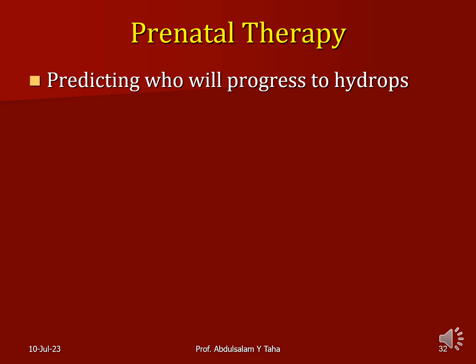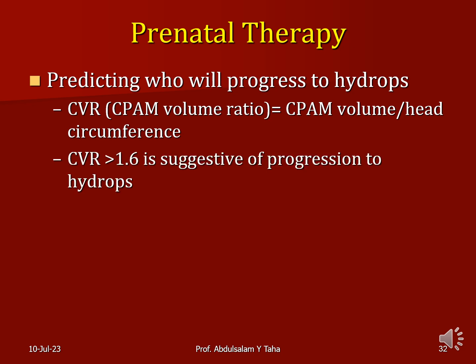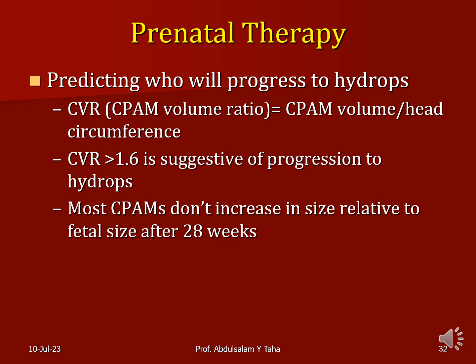Predicting who will progress to hydrops is very important. So there is a measurement called CVR. CVR is the CPAM volume ratio, which is calculated by dividing the CPAM volume over the head circumference. So if the CVR is more than 1.6, this is suggestive of progression to hydrops, while most CPAMs don't progress in size relative to fetal size after the 28th week of gestation.